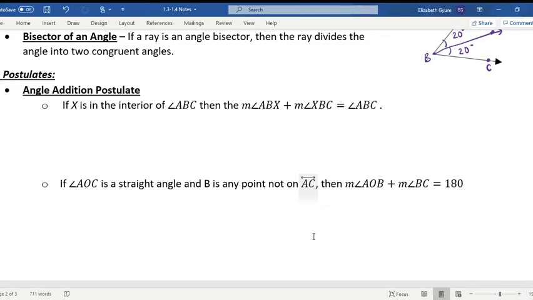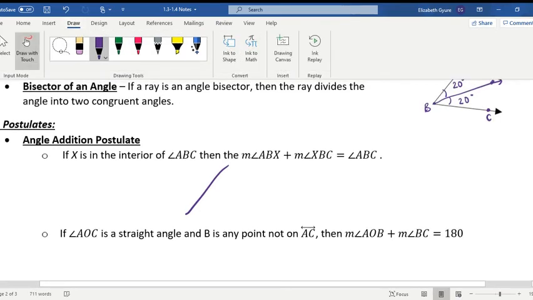So our angle addition postulate says if X is in the interior of angle ABC, so let's draw that. I'm going to draw an angle, and I'd like you to follow along with it. I'm going to call this angle A, B, C. And it says X is in the interior, so you can put point X anywhere on the interior there.